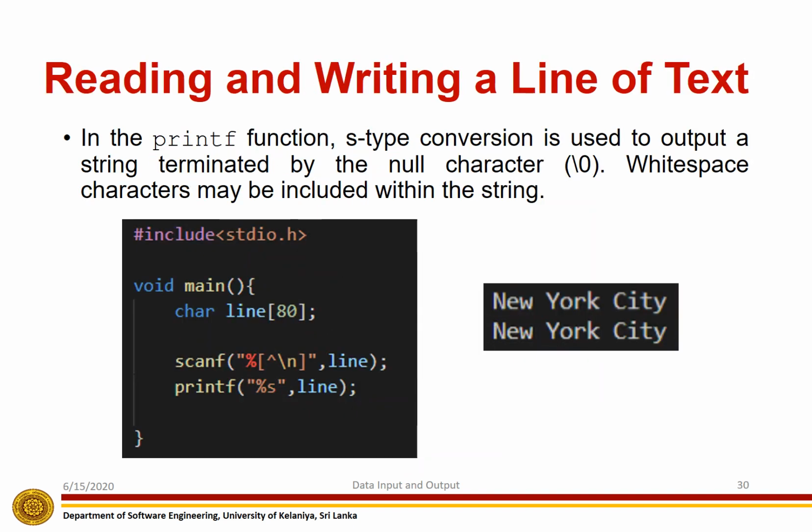The printf function interprets S-type conversion differently than the scanf function. In the printf function, S-type conversion is used to output a string terminated by the null character. Whitespace characters may be included within the string. Here in the slide you can see a short C program that reads a line of text and writes it back out.